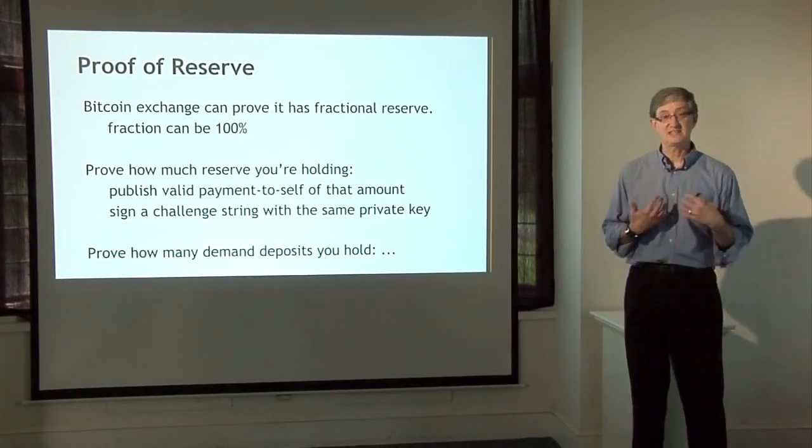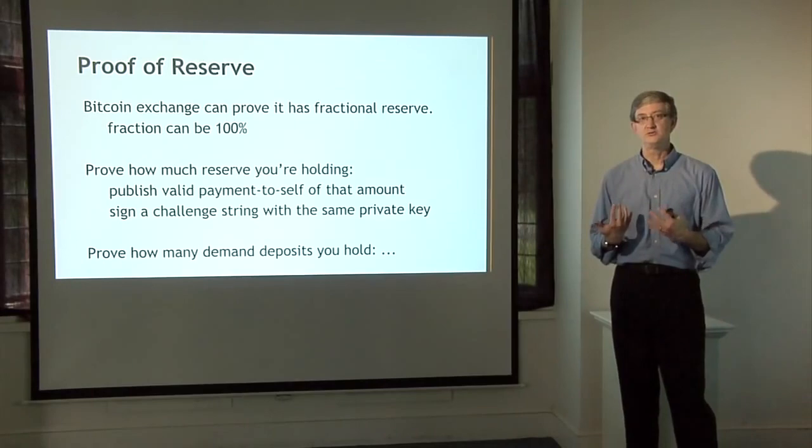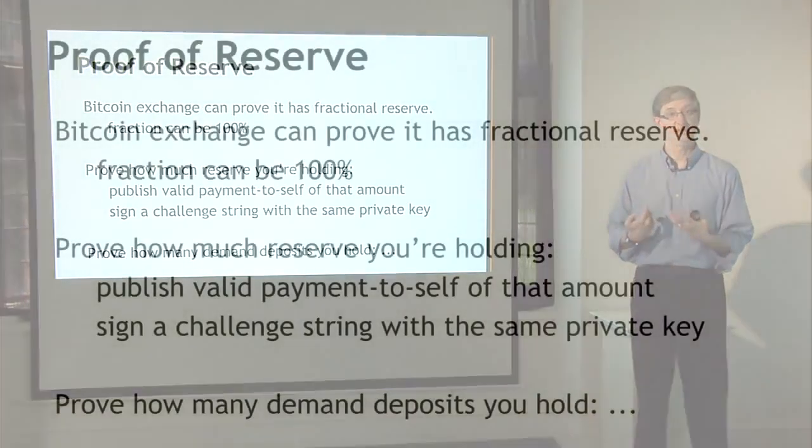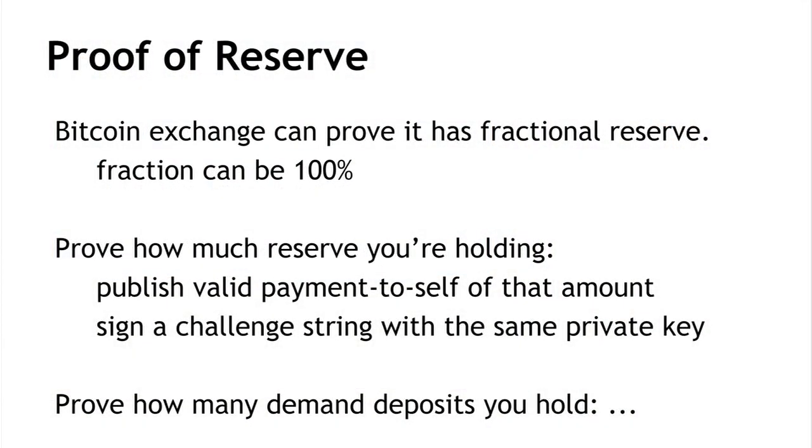Now, strictly speaking, that's not a proof that the party who's claiming to own the reserve owns it. All this proves is that whoever does own that 100,000 bitcoins is willing to cooperate in this process. But nonetheless, this looks like a proof. This looks something like a proof that somebody controls or knows someone who controls the given amount of money. So the first piece is to prove how much reserve you have.